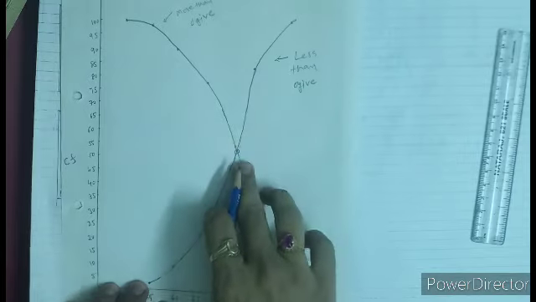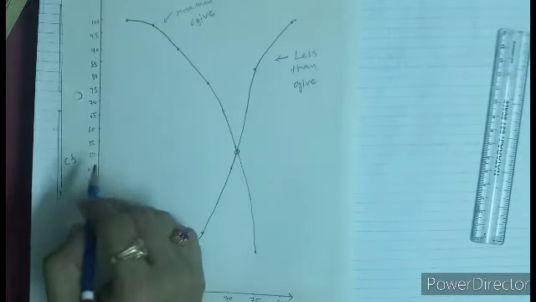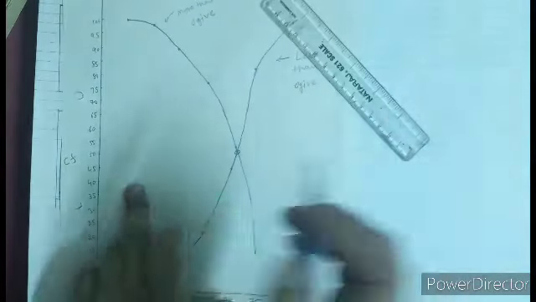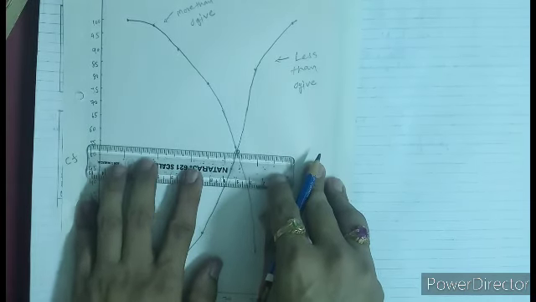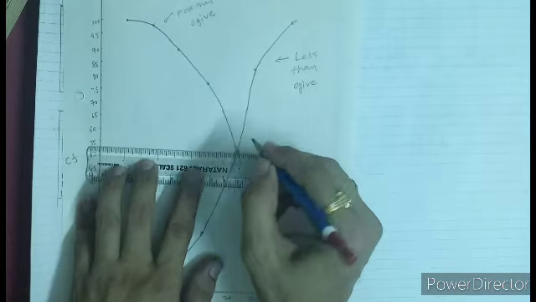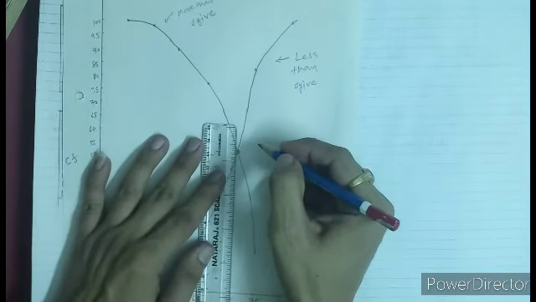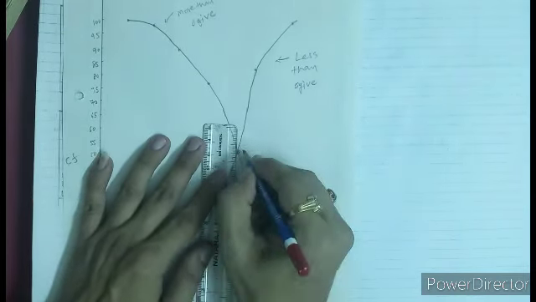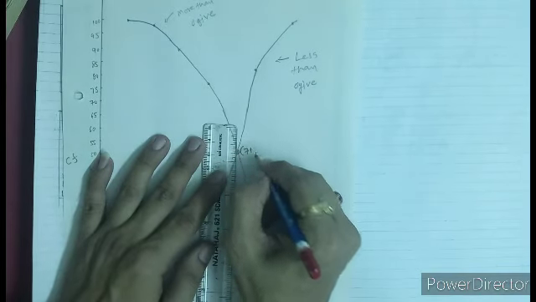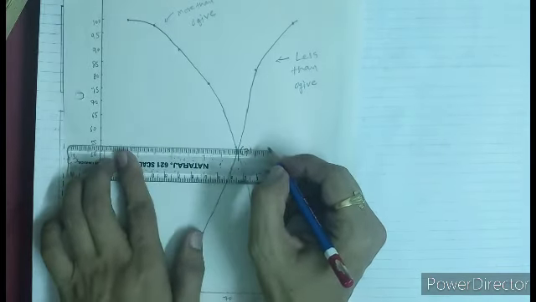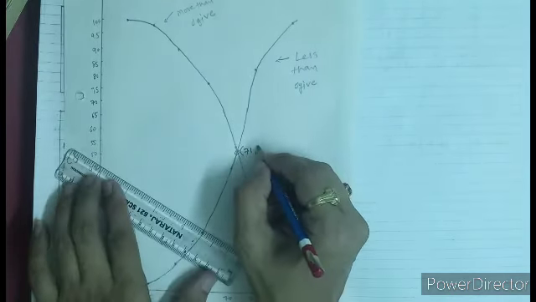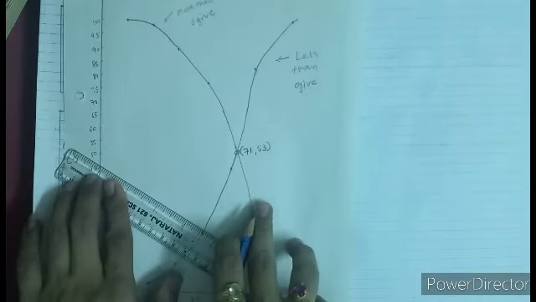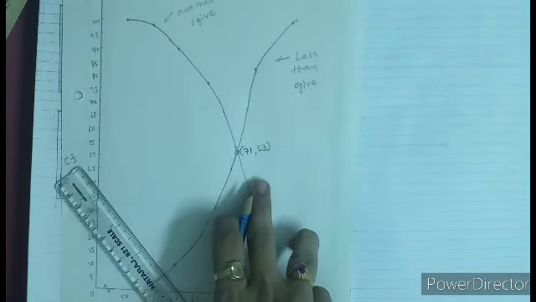We will obtain this point. This point is approximately in between 50 and 55 on y-axis, which is approximately 53 on y-axis. This will be an approximate value, and on x-axis it is approximately 71. So this intersecting point is 71 on x-axis and approximately 53 on y-axis. This is the intersection of less than and more than type of OGIVE.